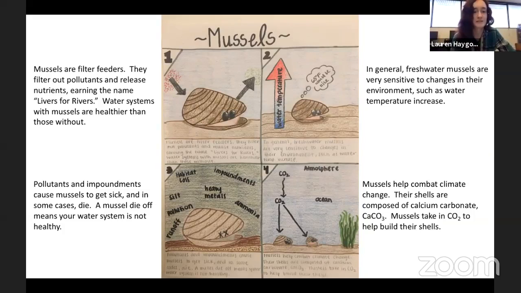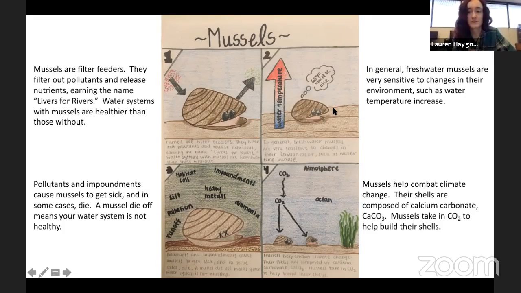So this is a little graphic about mussels. Again, mussels are filter feeders, so they'll filter out pollutants and release nutrients. So they're actually nicknamed livers for rivers. Like our livers filter our blood, mussels filter the river, so livers for rivers. And water systems with mussels are a lot healthier than those without mussels. And then, like I had said before, mussels prefer 65 degrees Fahrenheit water. That's their ideal temperature.